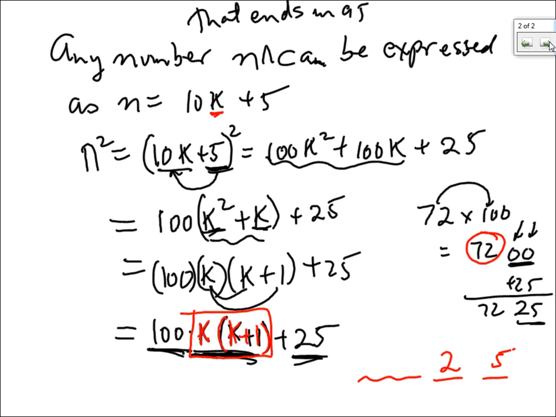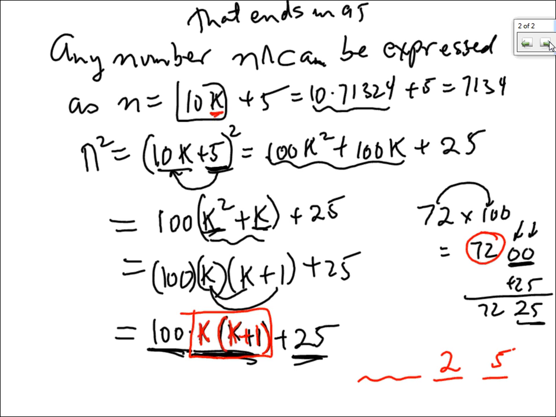So there's the proof as to why it works. If you have 10 times a number, say 10 times 71324 plus 5, which would be 713240, but then you add a 5, so it becomes a 5. This is the k.